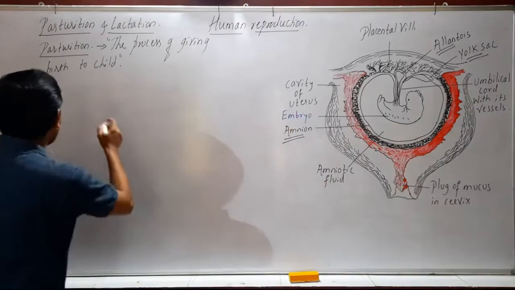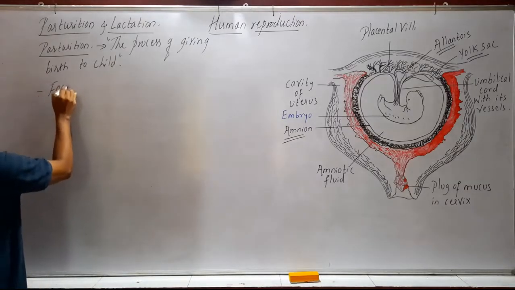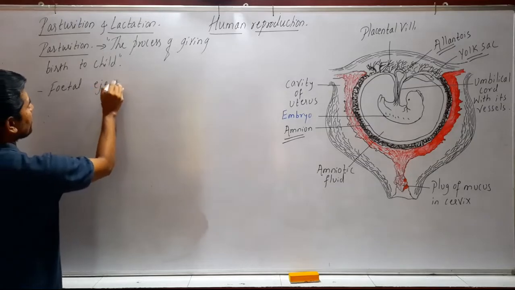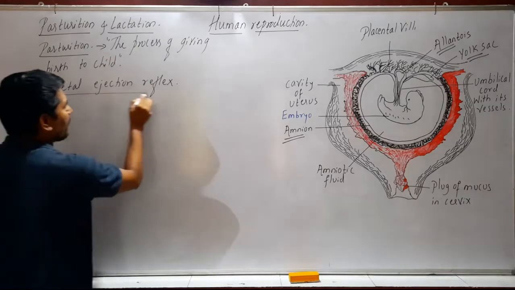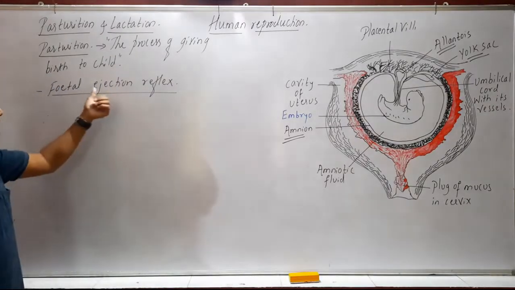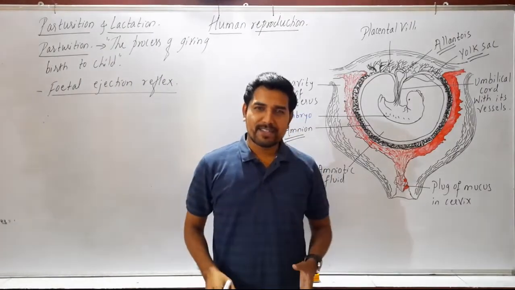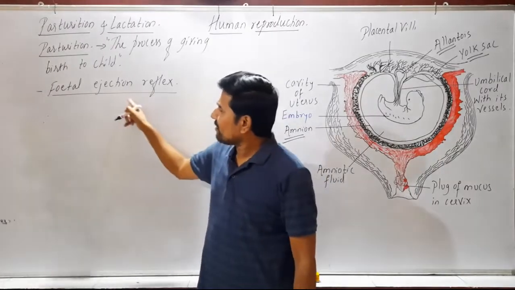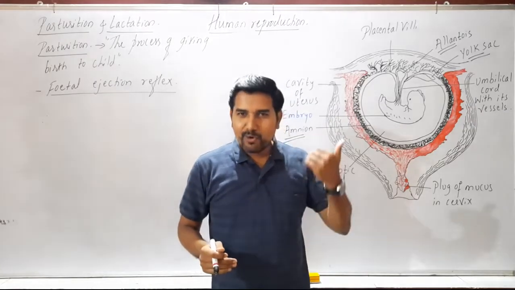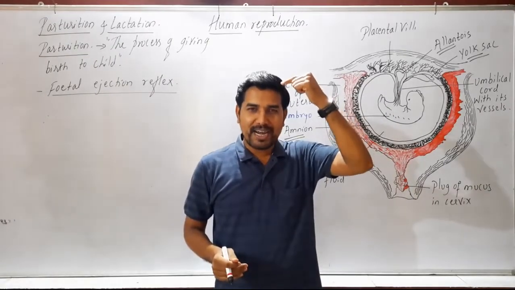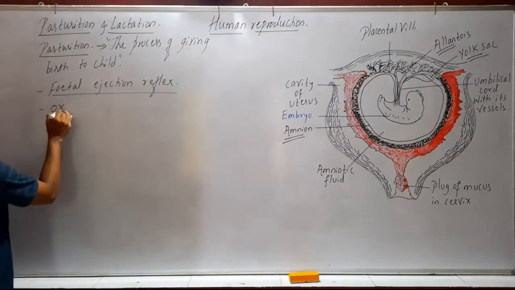Now the placenta induces certain reflexes called the fetal ejection reflex, also called FER. The placenta produces mild contractions in the uterine layer, which is called the fetal ejection reflex. Through its neuroendocrine system, this reflex stimulates the pituitary gland to release a hormone called oxytocin. So then oxytocin is released.